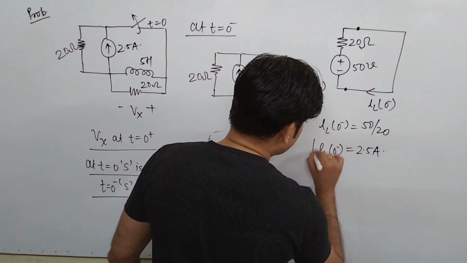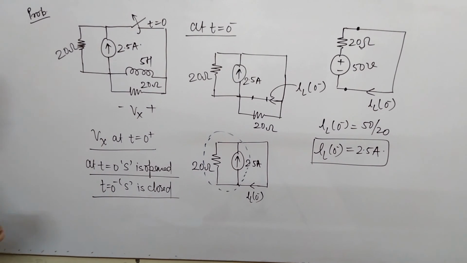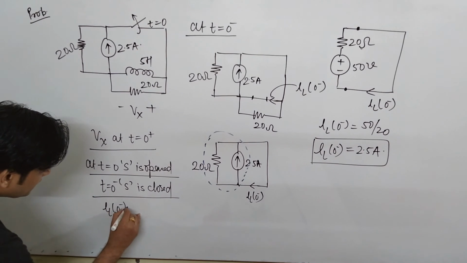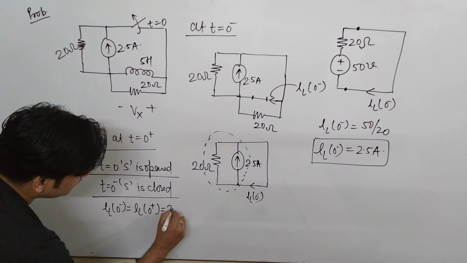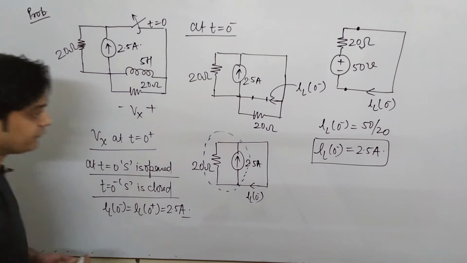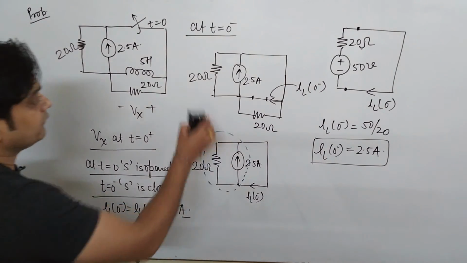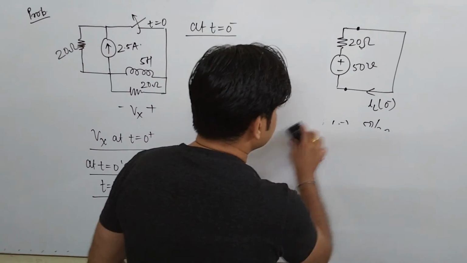So this is one important thing which I want to explain from here. The value of IL0 negative, that is IL0 positive, is equal to 2.5 ampere, not 1.5. So this way we have found the value of initial current across the inductor.